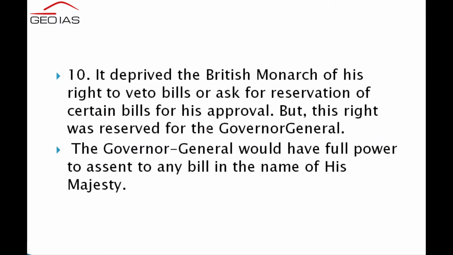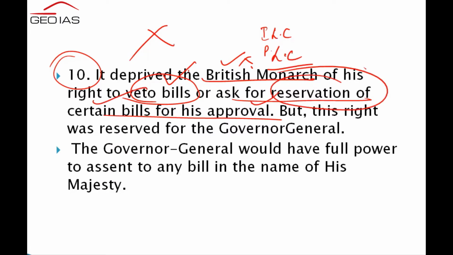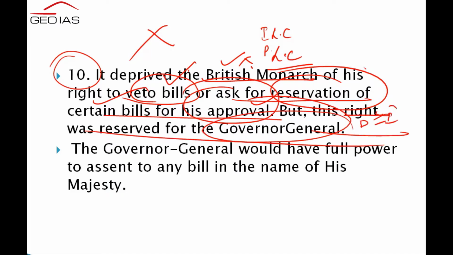And the 10th provision is that it deprived the British monarch of his right to veto bills or ask for reservation of certain bills for his approval. So the British monarch has no role to veto, meaning to strike down, the bills passed by the Indian Legislative Council and Pakistan Legislative Council, and he cannot ask for the reservation of certain bills for his approval, but this right was given to the Governor Generals of the respective dominions. So the Indian Governor General can do this for Indian laws, and the Pakistan Governor General for Pakistan laws.